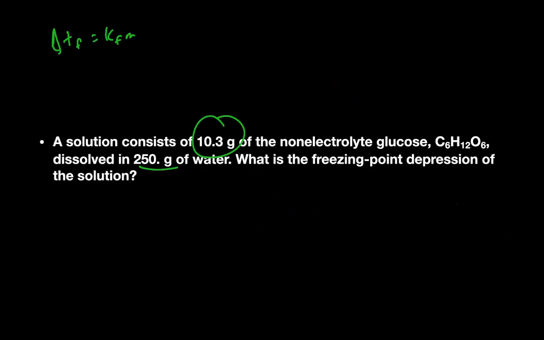So I got 10.3 grams times, that'd be 1 mole. And I do believe glucose is 180, but just in case, getting out my calculator. You've got, turn that sideways. All right, so you've got 12 times 6 plus 12 plus 6 times 16, yep, 180.